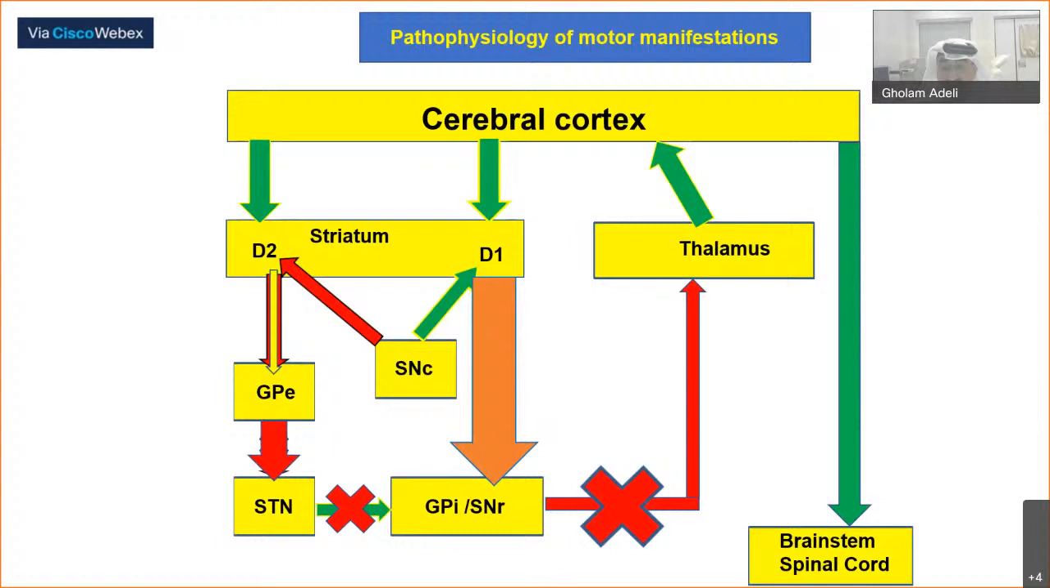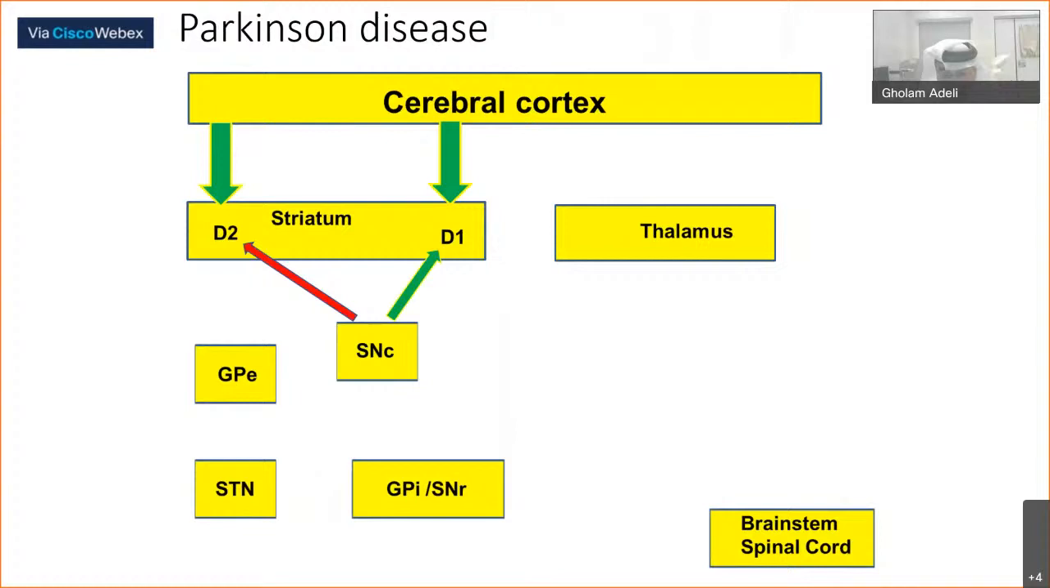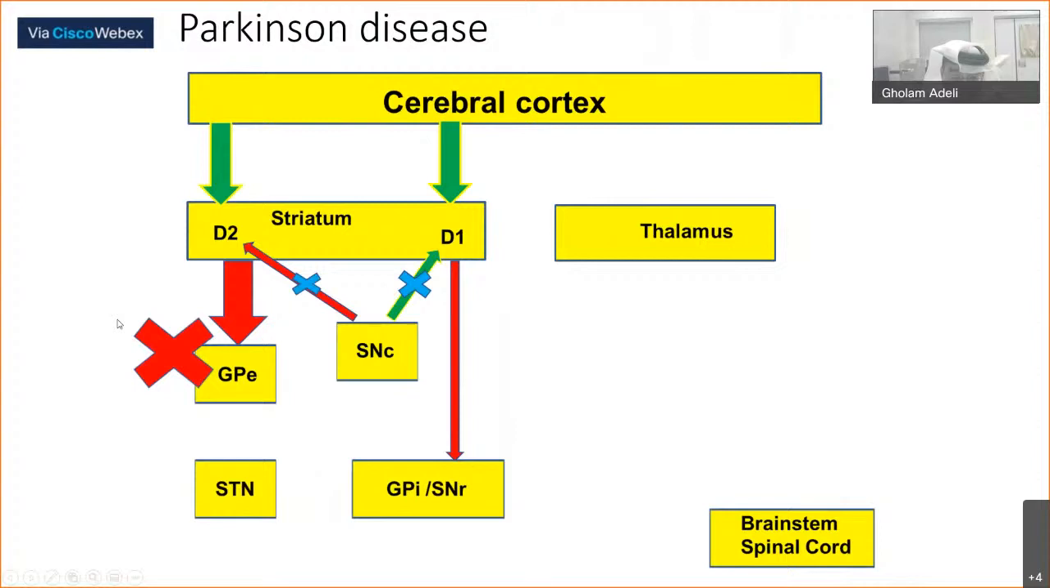Let's put it again in the way that it happens in Parkinson's disease. In Parkinson's disease, these two things are gone. So what happens? You have less inhibition of the globus pallidus interna and substantia nigra reticulata. There is no inhibition of the D2 receptor, so it will strongly suppress the globus pallidus externa. And this will lead to what? No suppression of the subthalamic nuclei.